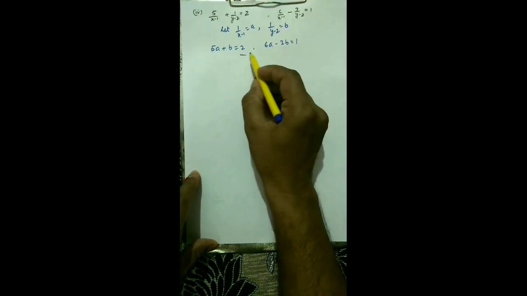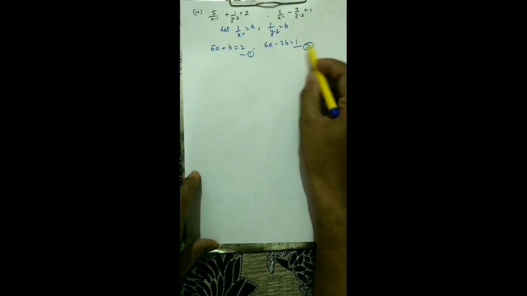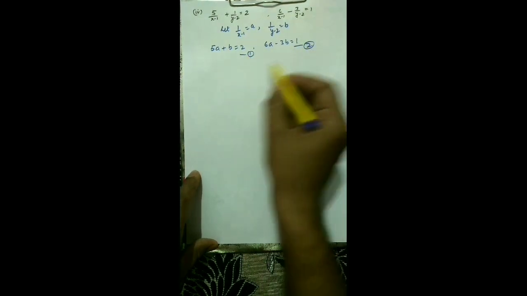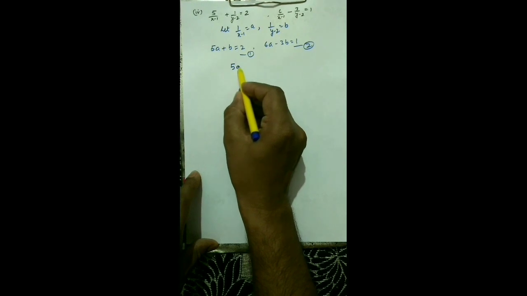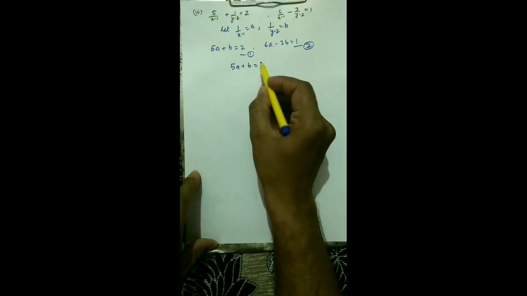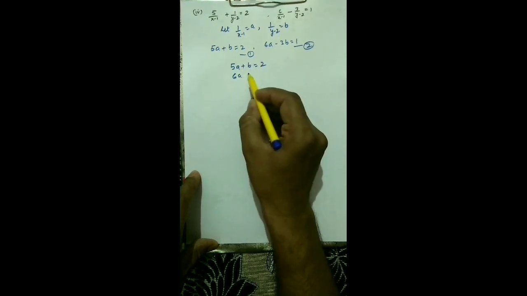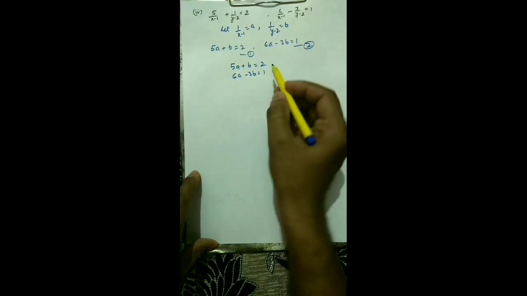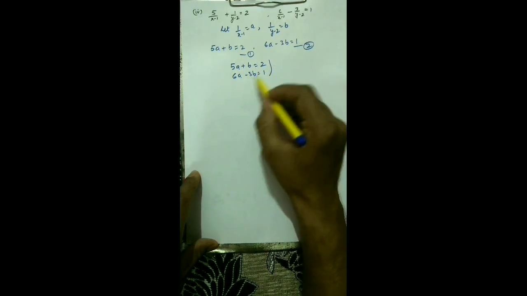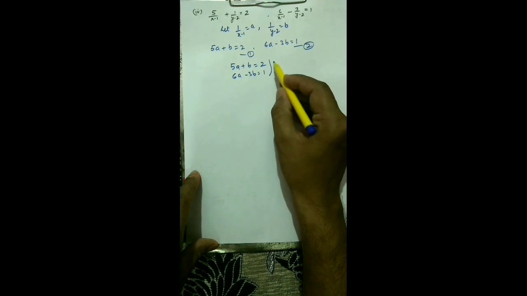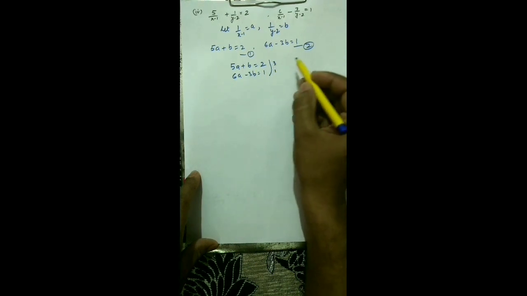So now you may mark this equation number 1, this equation number 2. Now solve them by any of the methods that you know. This is 5a plus b equal to 2, this is 6a minus 3b equal to 1. Now it's up to you which variable you want to eliminate. I want to eliminate this, so I'm multiplying this by 3 and this by 1.